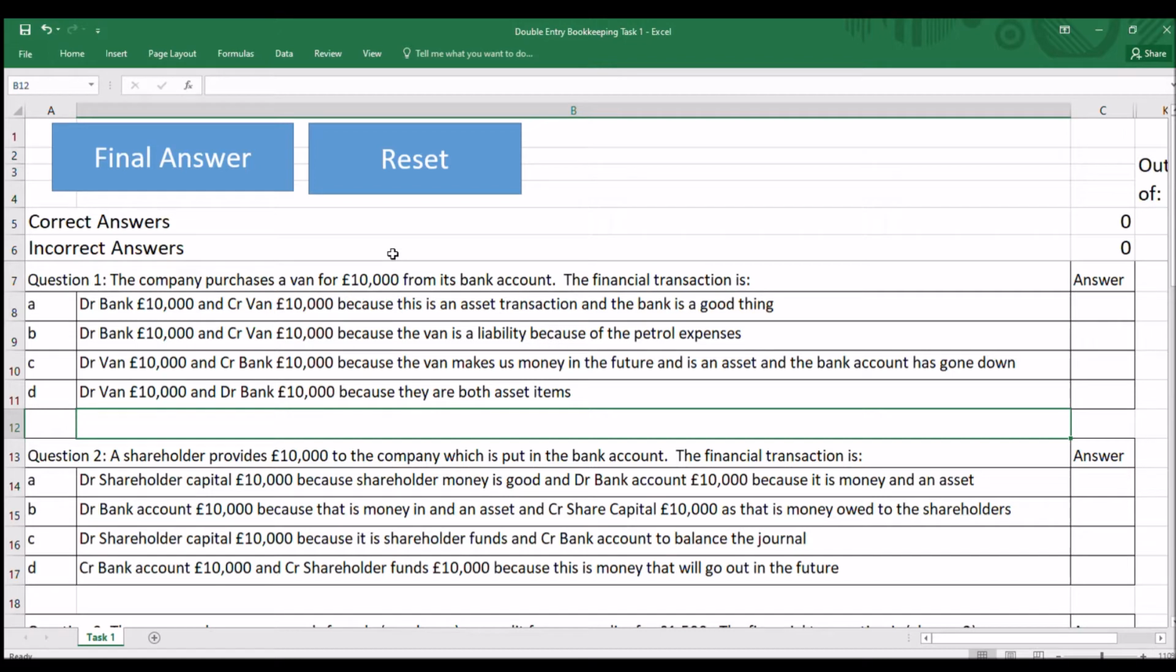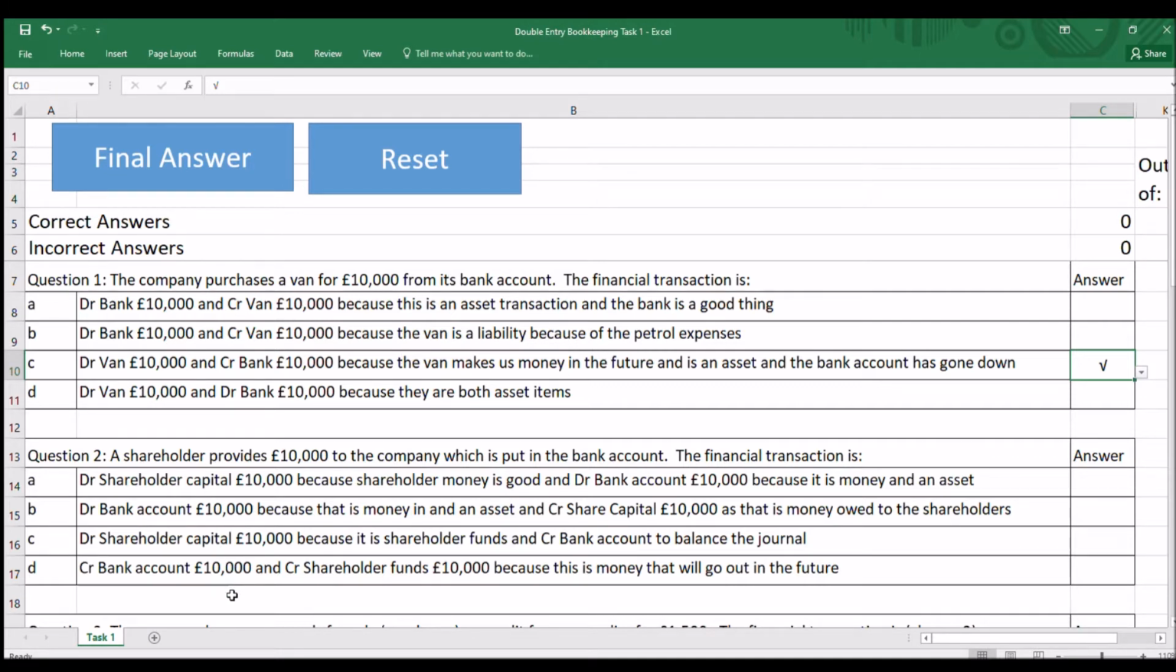Okay, so the answer to this is C. And the reason why it's C, in terms of we bought a van from a bank account: the van is a money in item because it makes us money in the future. And the bank account is cash now, so that's a money in item as well. The van is a money in item going up, so that's going to be debit van. And the bank is a money in item going down, so that's going to be credit bank. So that answer is C.